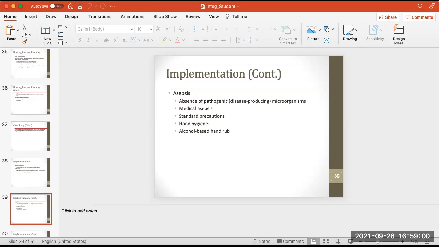We also need to touch upon asepsis. What is asepsis, what is medical asepsis, and what is surgical asepsis? Part of it you will also learn in your lab, when we teach you how to open a surgical or sterile container, and how to open a non-sterile or just a clean container.